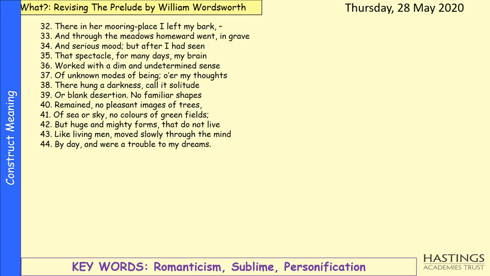So he rode away from this mountain that he has been scared by, and it says, there in her mooring place I left my bark, and through the meadows homeward went in grave and serious mood. But after I had seen that spectacle for many days, my brain worked with a dim and undetermined sense of unknown modes of being. Over my thoughts there hung a darkness, call it solitude or blank desertion. No familiar shapes remained, no pleasant images of trees, of sea or sky, no colours of green fields, but huge and mighty forms that do not live like living men, move slowly through the mind by day, and were a trouble to my dreams.